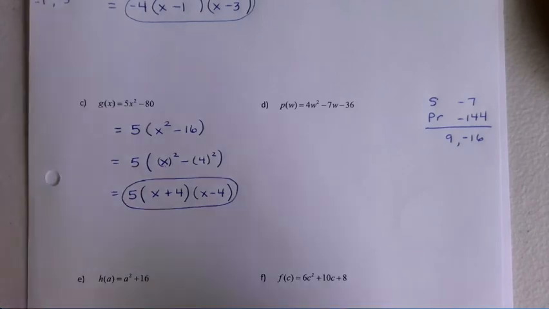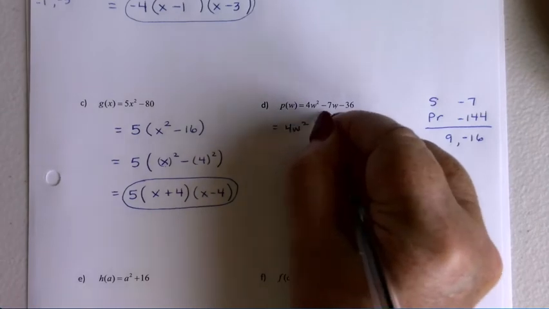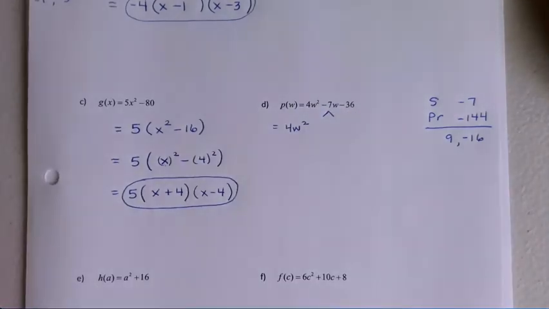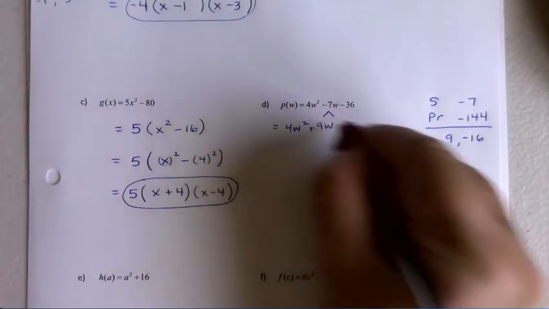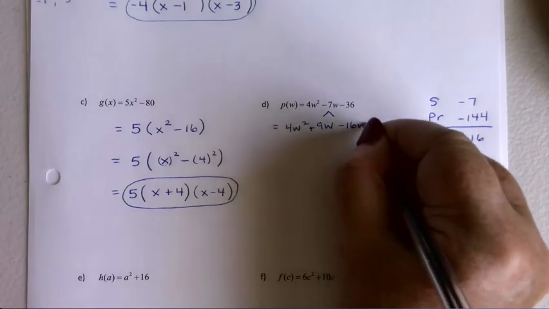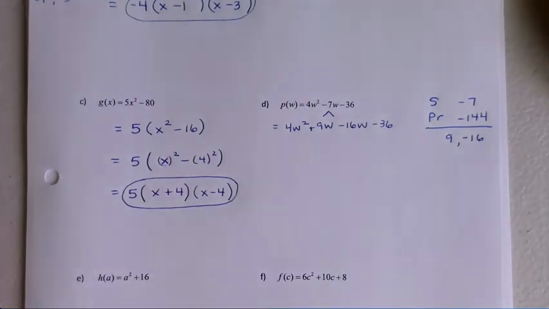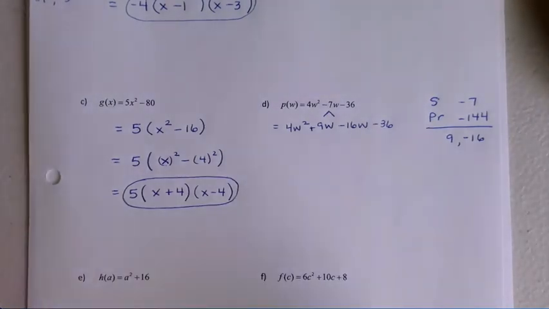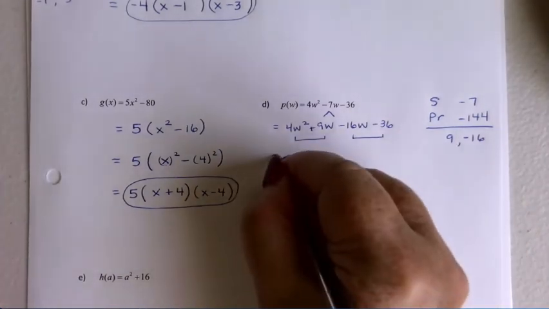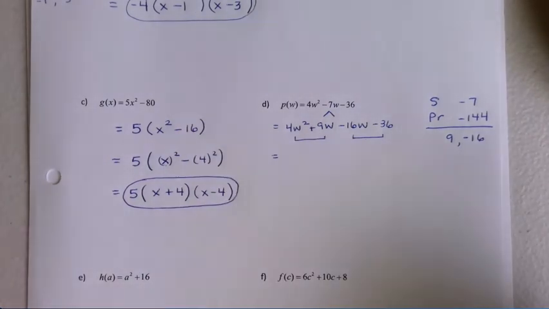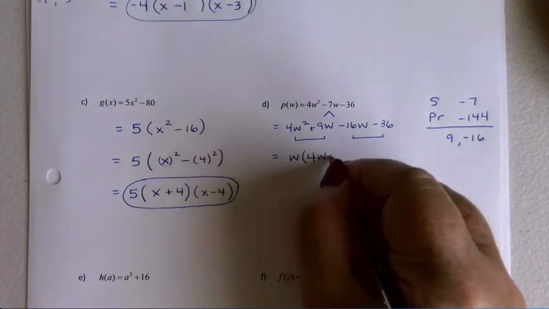All right, so my expanded sum and product method, I keep my 4w squared, but I break apart that middle term as a positive 9w and then a negative 16w, and then I bring down that minus 36. All right, I've created the 4 terms now, so I can treat them in pairs. And in my first pair, I don't think I can take anything but a w out, so that's what I'll do. Makes that 4w plus 9.